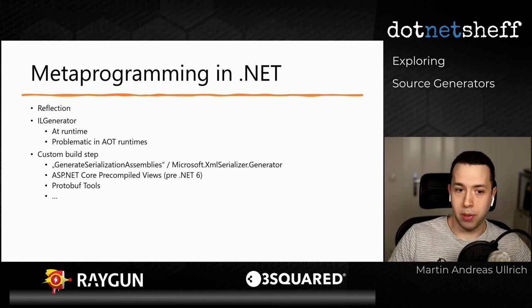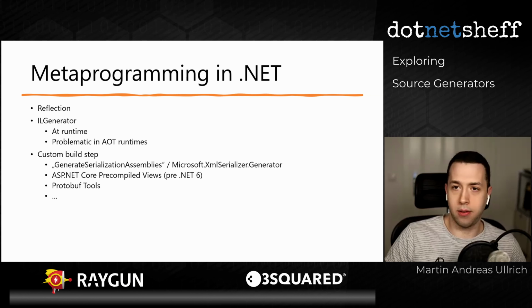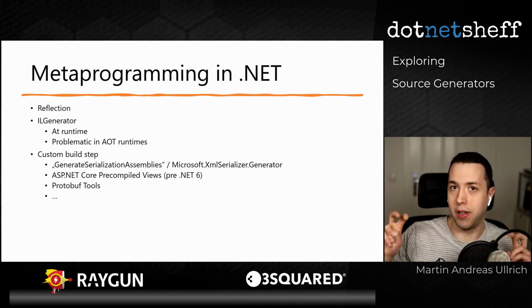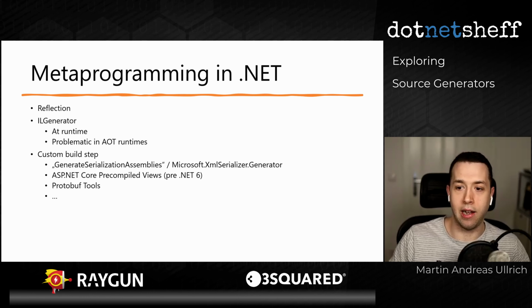And of course, there are custom build steps. We've had that in .NET Framework itself for, I think, forever, for things like generate serialization assemblies, where you click that little button in the project properties, and then you get an additional DLL that has your XML serialization code in there. If you don't do that, that just uses reflection and IL generator by itself. But of course, you could write your own custom build steps. Also ASP.NET pre-.NET 6 had their own custom build steps. If you use tools like protobuf tools, they all ship with NuGet packages that also contain some custom build steps.